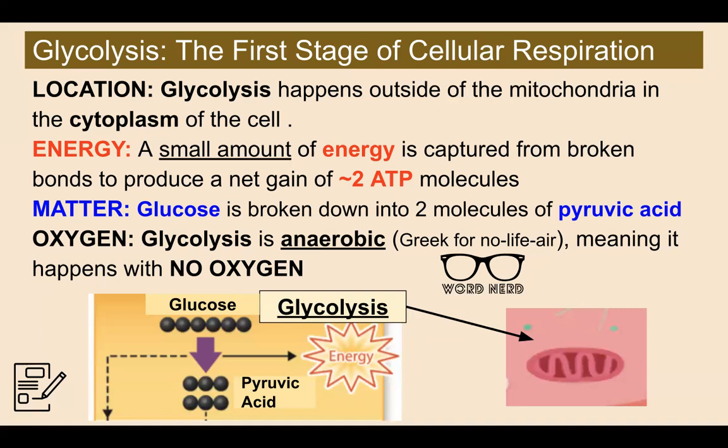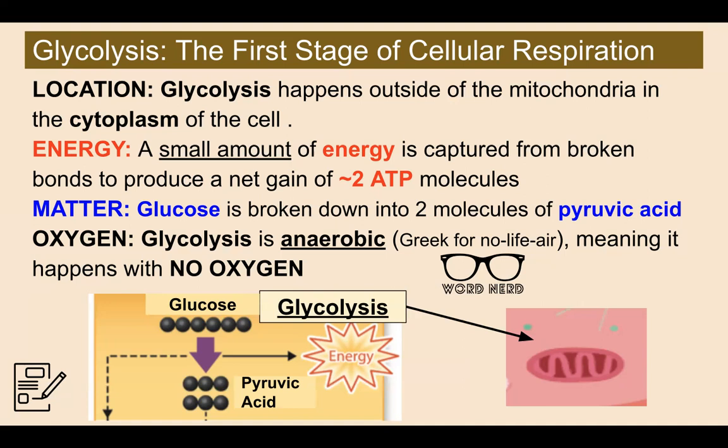In terms of matter transformation, glucose, remember glucose is that molecule that stored chemical energy and matter. The glucose is broken down into 2 molecules of pyruvic acid. So you just basically snap the glucose in half. It's more complicated than that, but you can think of it as breaking this glucose that has 6 carbons down into 2 molecules that have 3 carbons each.